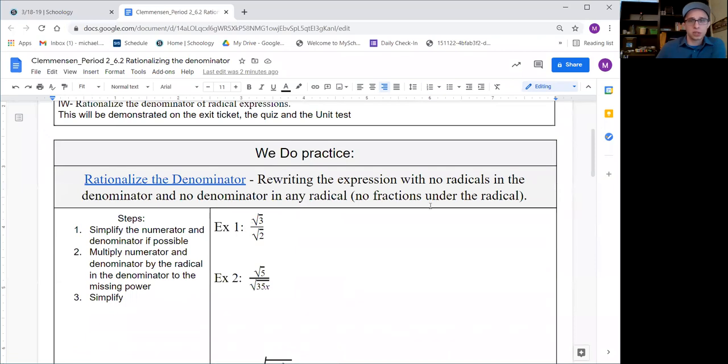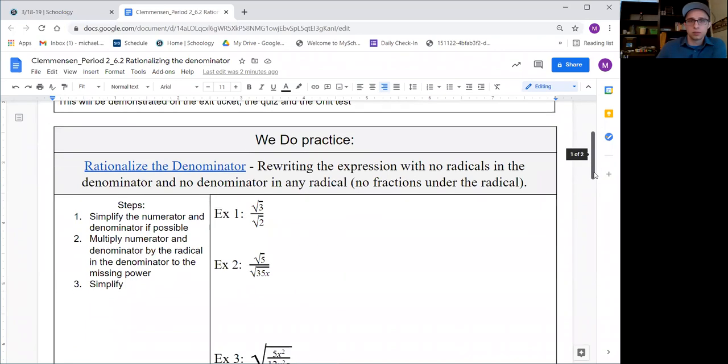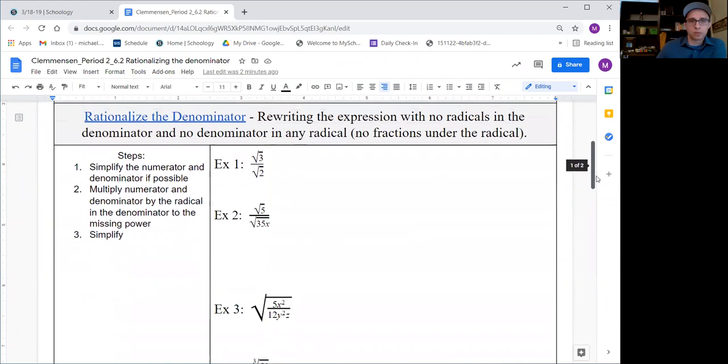All right, so let's go back up to the top where it says we do practice. Let's start in. Rationalizing the denominator. I included some videos if you want to go watch those when you get home and you forget how to do everything, because sometimes you do. I've also included some more basic steps we can think about. But rationalizing the denominator is really just rewriting the expression with no square root on the bottom or no fraction inside of our square root. So the problem with example 1 is that we can't have this.